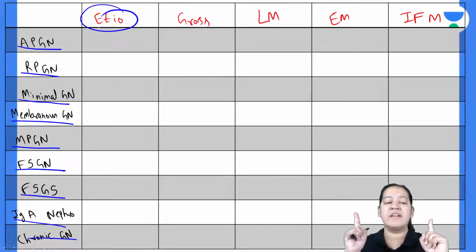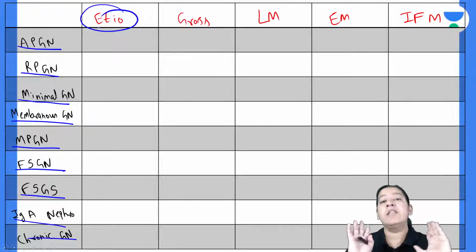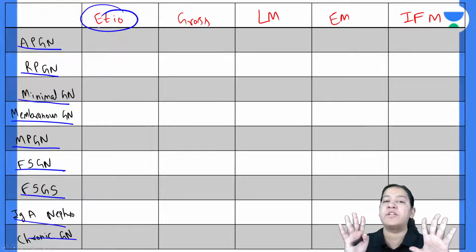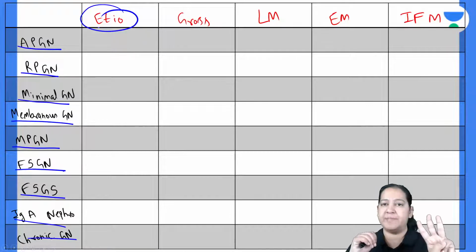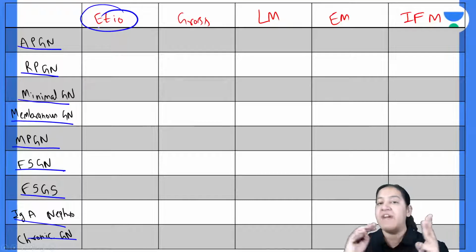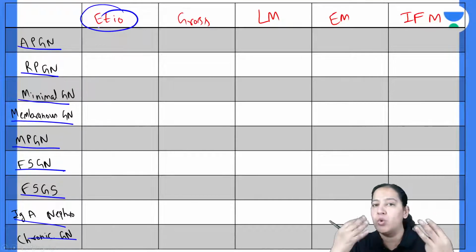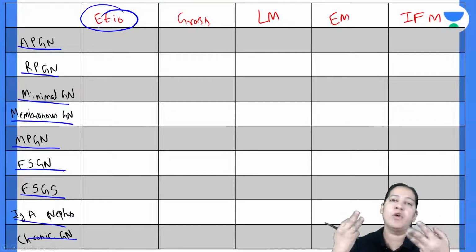Now, those who have attended my last lecture yesterday already know the various types of etiology which lead to glomerulonephritis. Basically, glomerulonephritis can occur due to three types of injury to the glomerulus. Whenever there is injury to the glomerulus of the nephron, that will lead to glomerulonephritis.